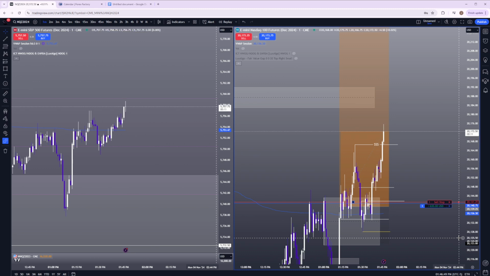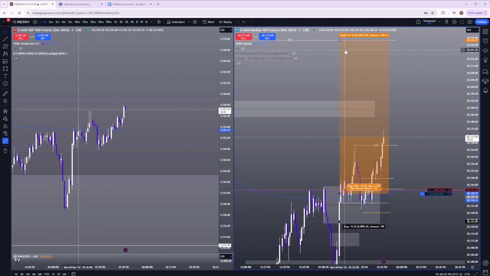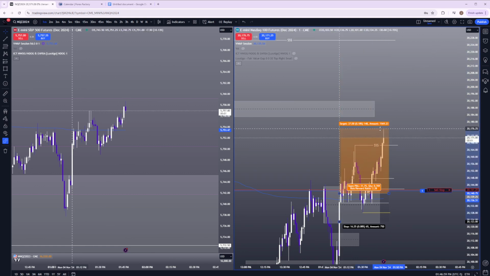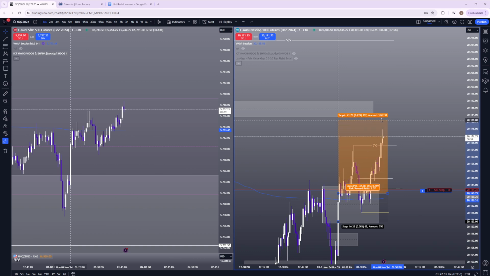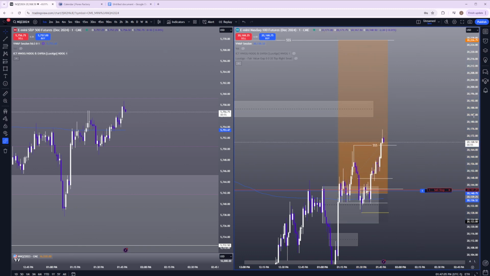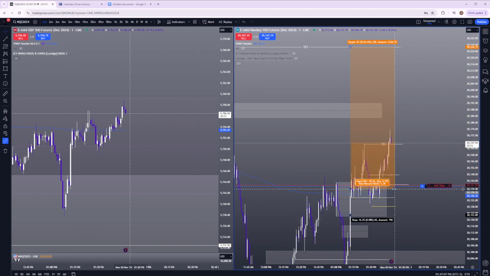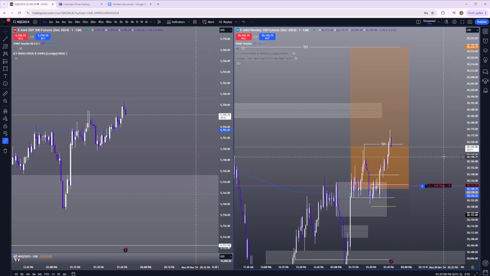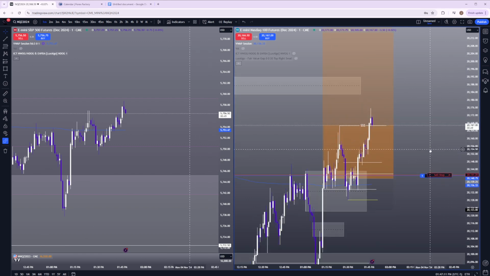Come on, guys. Creed worked. Look at that first TP. Banger after banger after banger. 148 ticks, guys. Come on. Just beautiful.